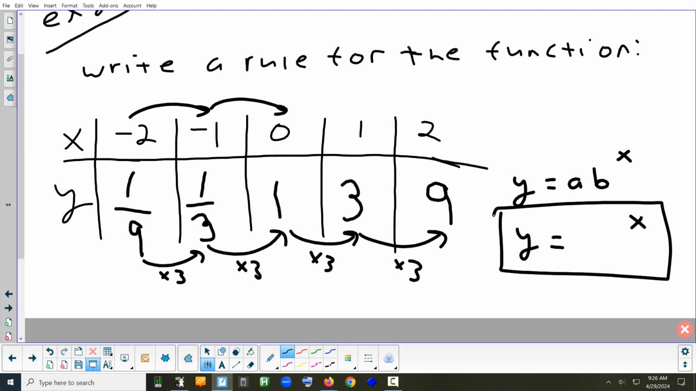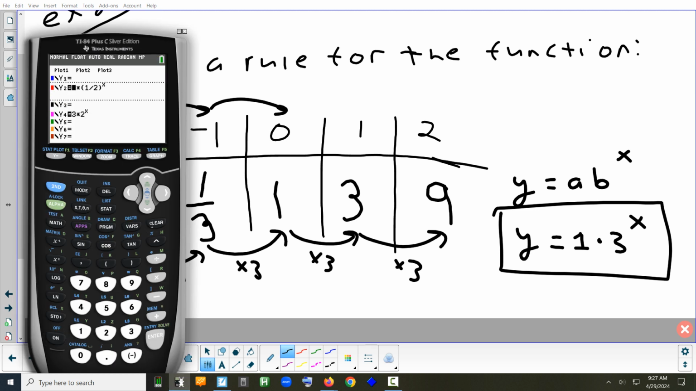Can someone tell me how you figure out A? You take where x is 0 and where y is 1, so A would be 1. Yep. You look where x is 0, and it's the y value in the table when the x value is 0. So in this case, it's just a 1. Times. And what's the B value? 3. It's the number that you multiply by each time in the bottom. And that's your answer. So it's y equals 1 times 3 to the x.